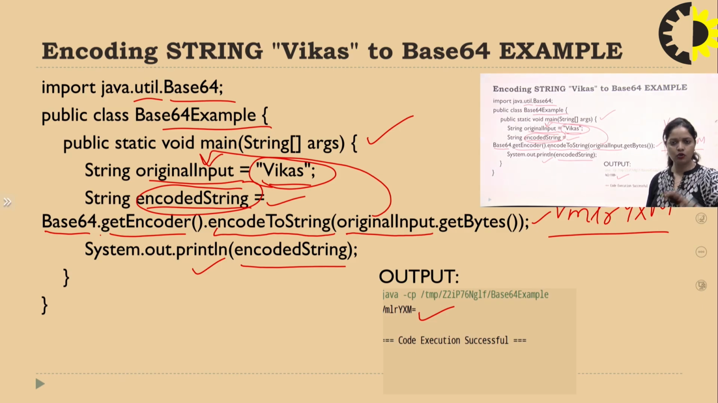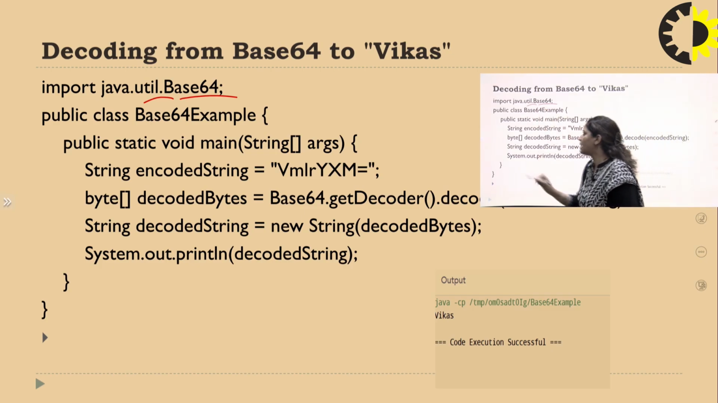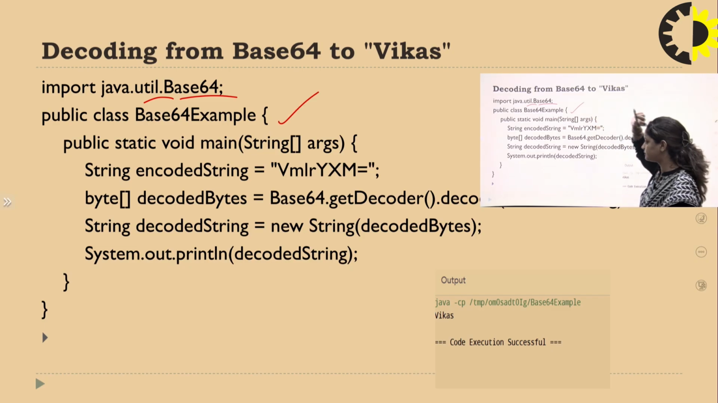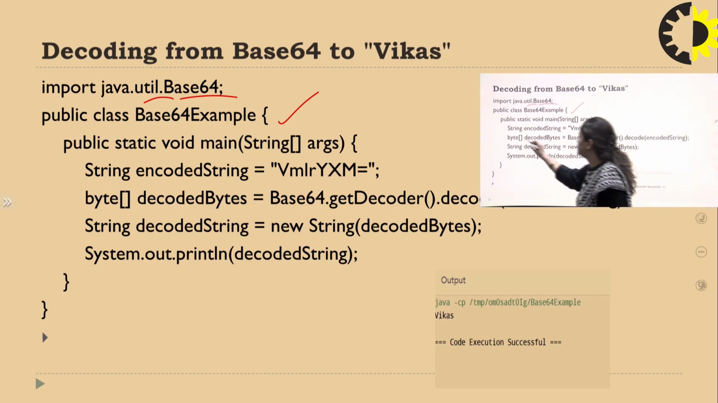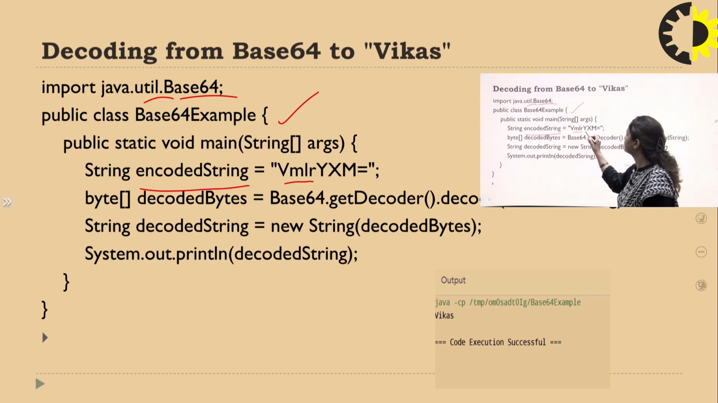Now for the decoding part, again converting this encoded string back to Vikas, some other functions are used. The program for converting the encoded string to Vikas, again meaning encoded to decoded, coming back to the source, is like this. Again, we are taking this Base64 class from the utility package, and then we have a Base64Example class with a public static void main method starting its execution, and then we have this encoded string variable where we are putting the encoded value equals to.